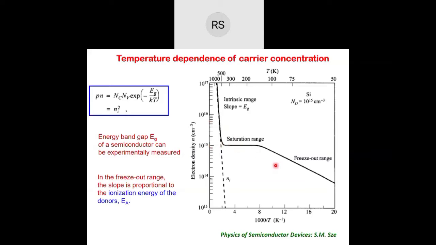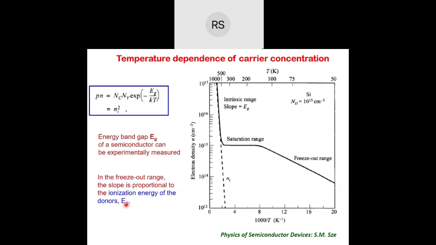But there is a third regime, which is called the freeze out range. In this freeze out range, what has happened? The donors or acceptors are partially ionized. They are not 100% ionized. As the temperature increases, they start becoming more and more ionized, or the ionization efficiency of the donors or acceptors will increase. And at the edge of the saturation regime, it will be 100% ionized. So from this slope, if you fit this line, you can also get the ionization energy of the donors or acceptors, which we sometimes call the activation energy.